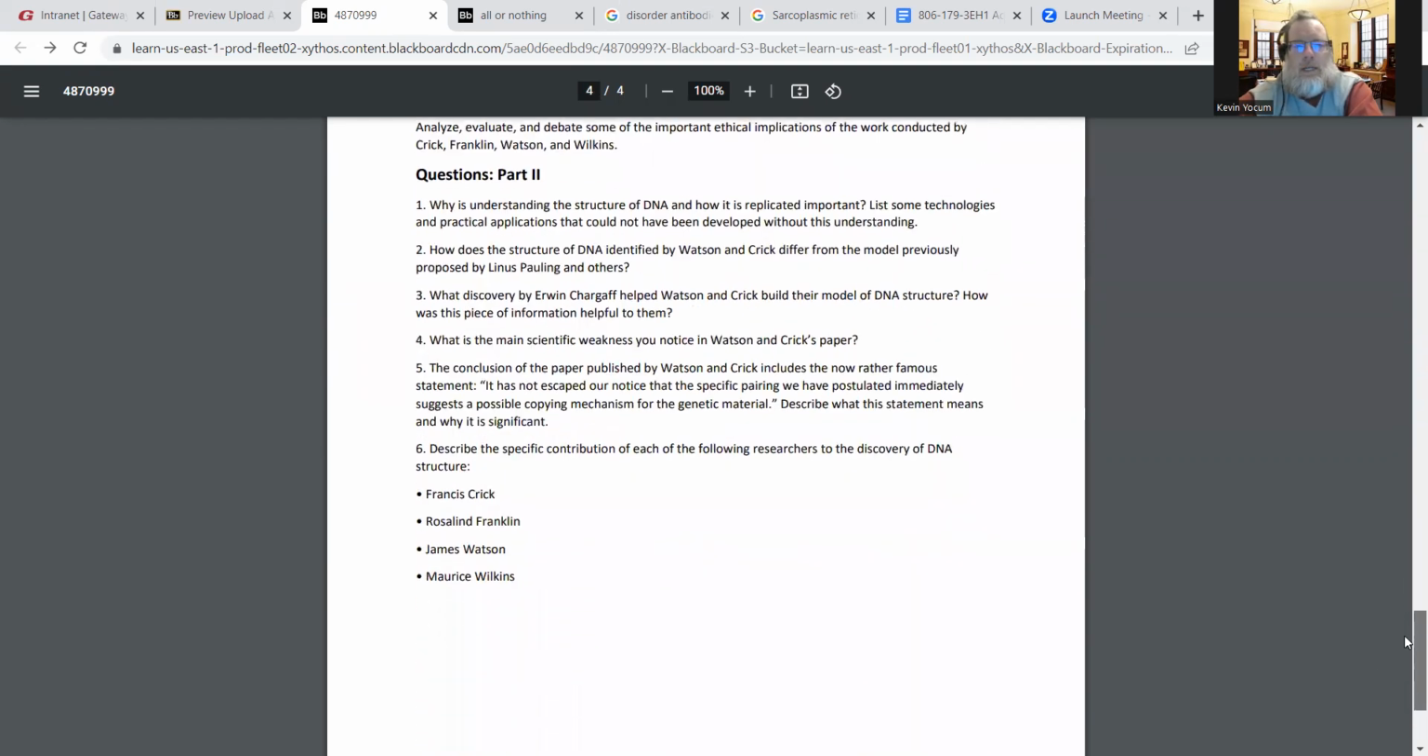And then once you've done that, he'll be able to go through and answer these questions. Why is understand? Some of them are kind of subjective, I mean, it's your opinion based on what you know. Others have specific answers that you'll want to give. And then a little bit about what each of these individuals did regarding the discovery of DNA.